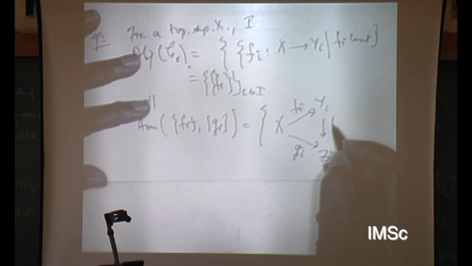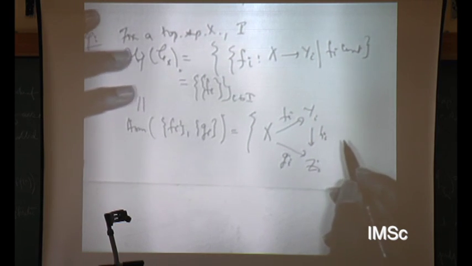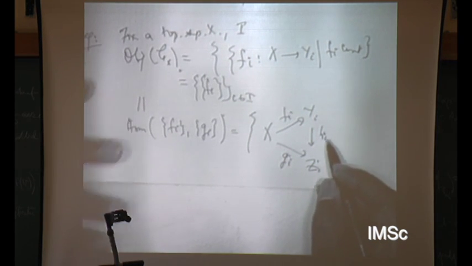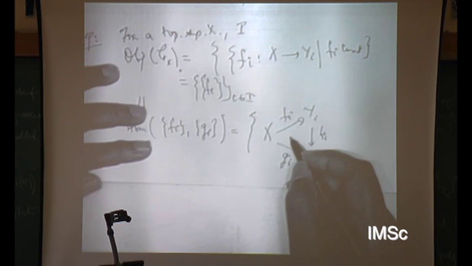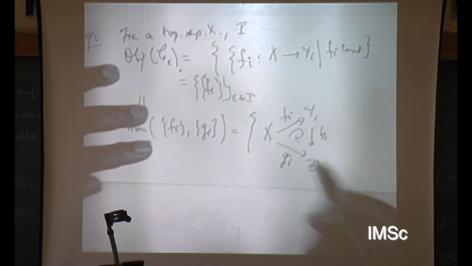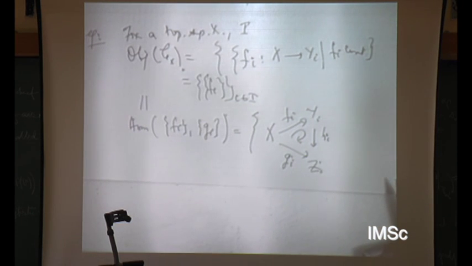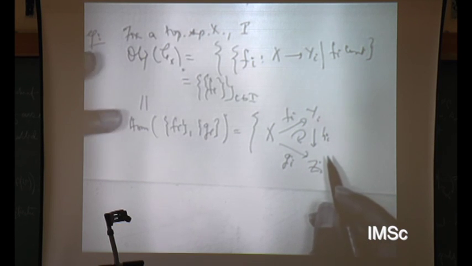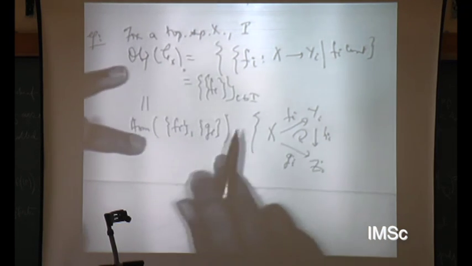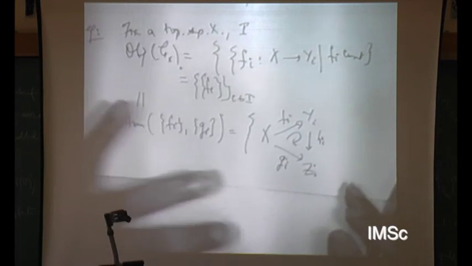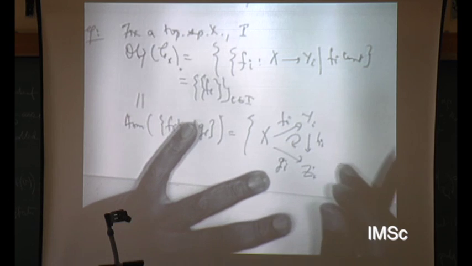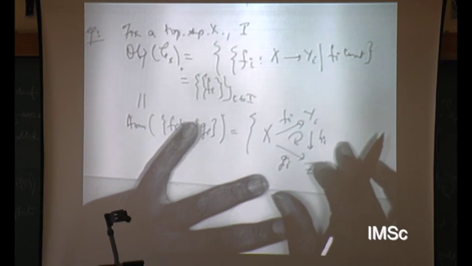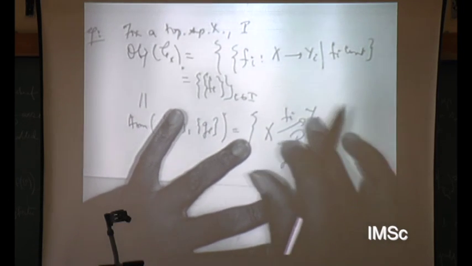Morphisms will be collections HI, where HI are functions from YI to ZI, in such a way that the diagram commutes. And a morphism from this collection to this collection is a collection HI of maps such that for every I, GI is equal to HI composed with FI.